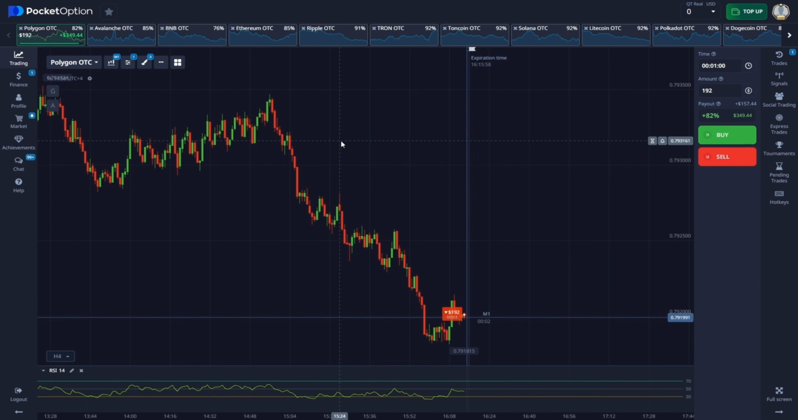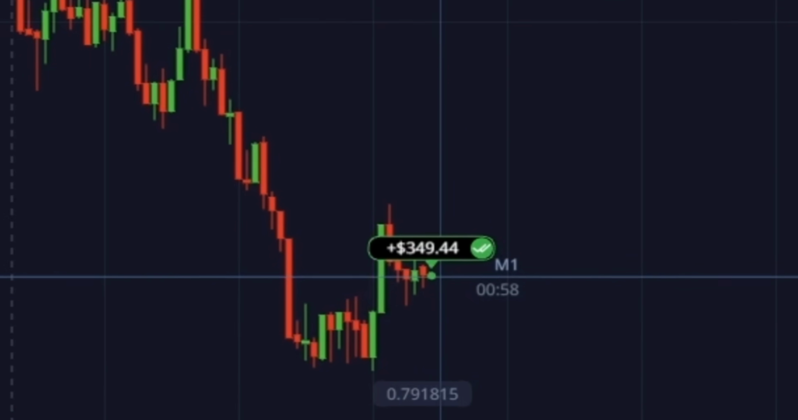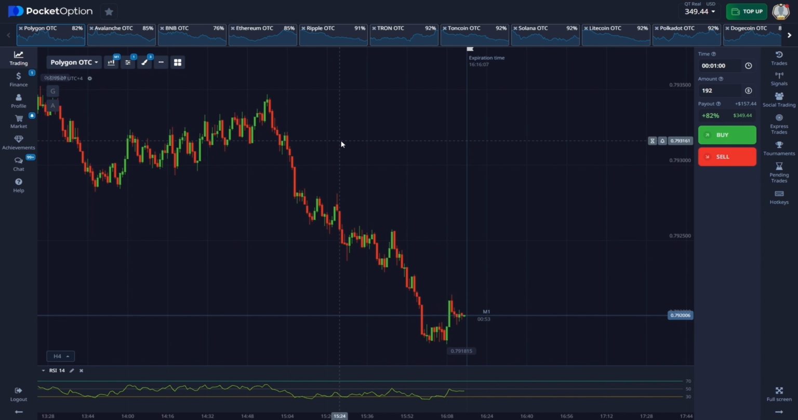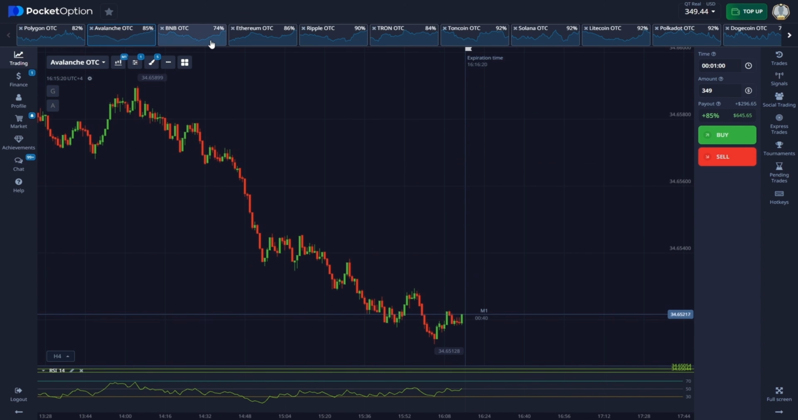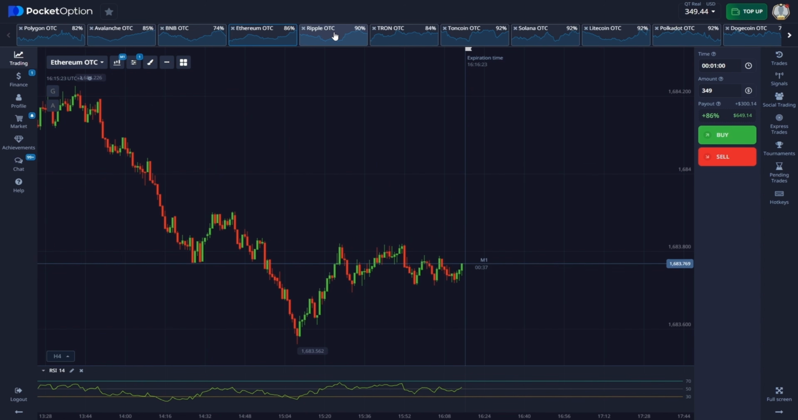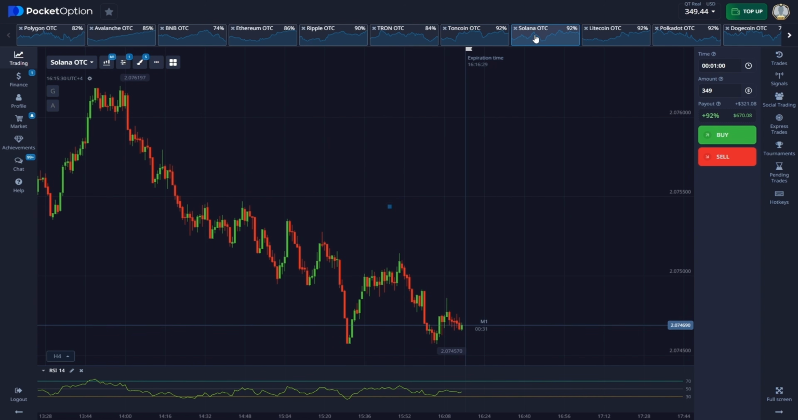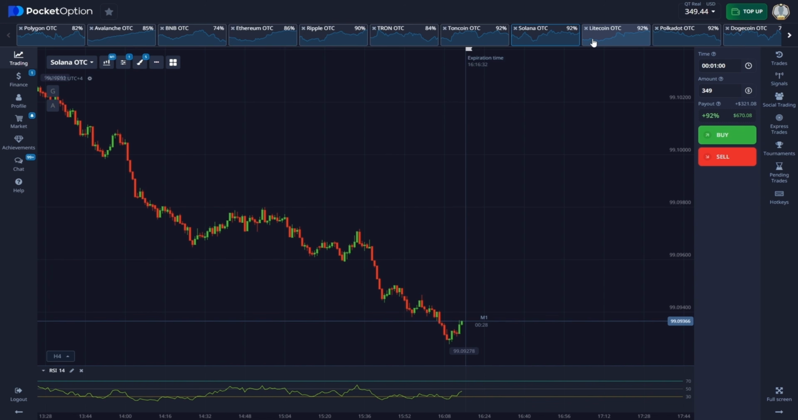Only a few seconds left, and I won another trade. Now my balance is $349. Let's find a trade for $349. On Solana, we have a trade for the downside move.